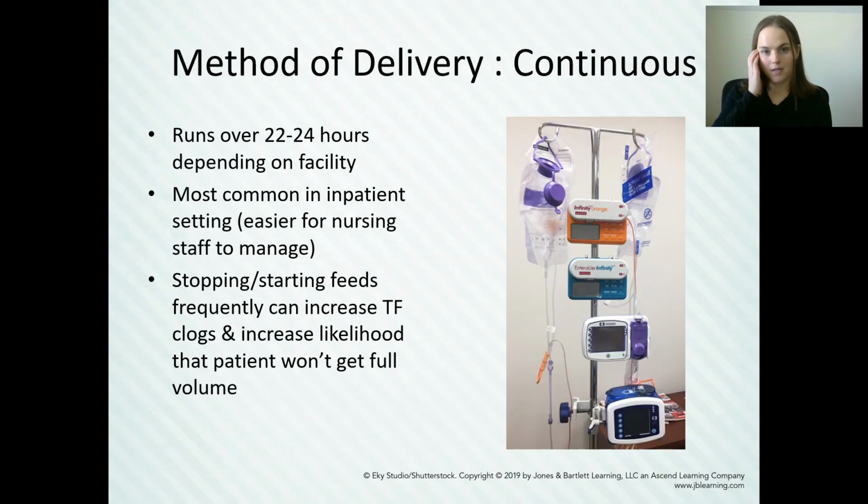Okay, let's talk a little bit about the method of delivery. So we talked about the location of the tube, so G-tube, J-tube. Now we're going to talk about continuous, intermittent, and bolus feeds. So when we talk about continuous feeds, typically we're talking about a feed that's running over 24 hours.